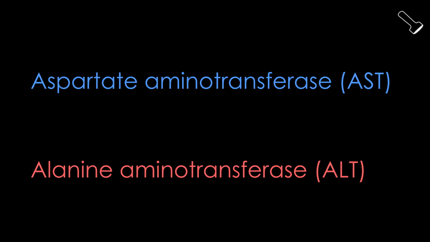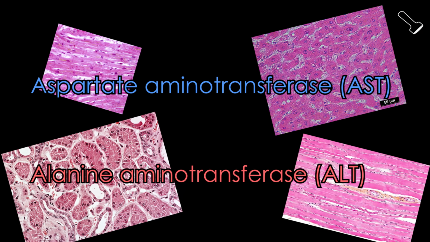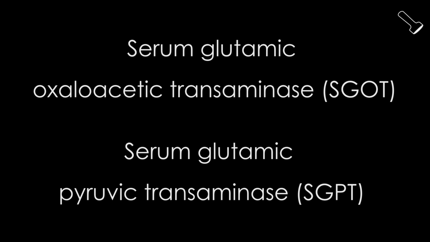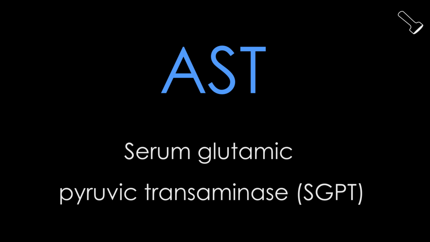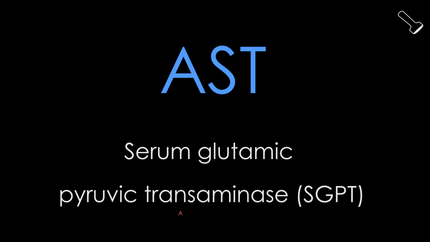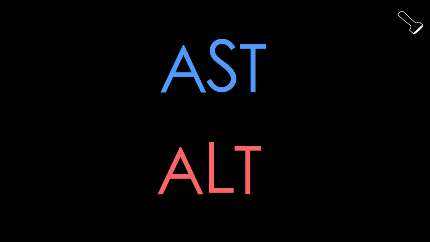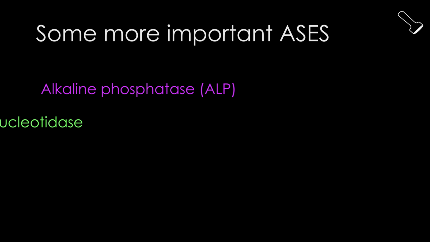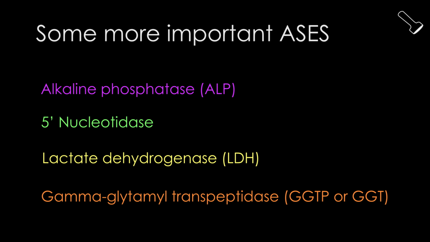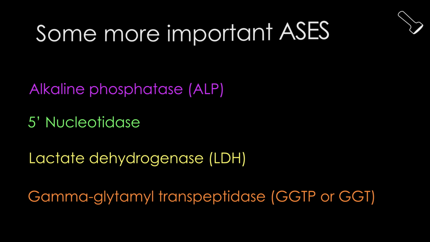The enzymes Aspartate Aminotransferase and Alanine Aminotransferase are most present in tissues with a high rate of metabolic activity, such as heart, liver, kidneys, and muscle. These two enzymes were previously known by different names in literature. The mouthful that is serum glutamic oxaloacetic transaminase is now known as AST, and serum glutamic pyruvic transaminase as ALT. Another few enzymes relevant to diagnosis of liver disease are alkaline phosphatase, 5' nucleotidase, lactate dehydrogenase, and Gamma-Glutamyl transpeptidase.